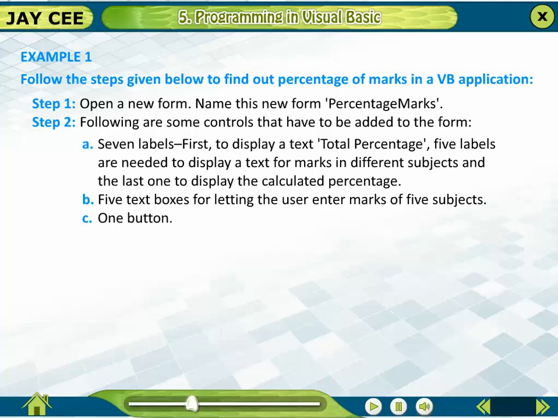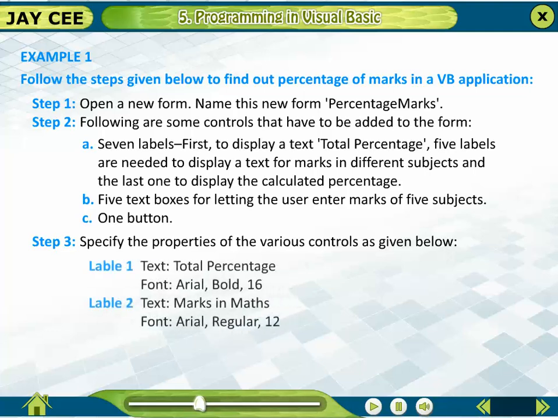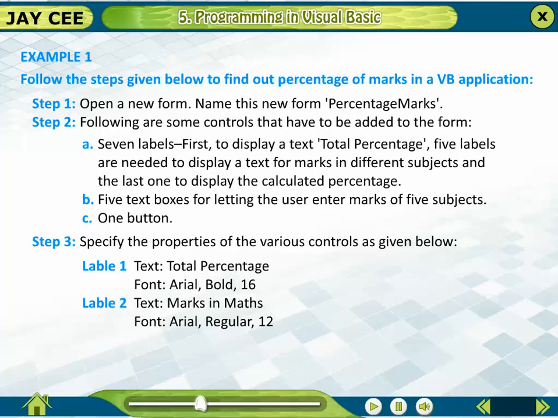5 text boxes for letting the user enter marks of 5 subjects. 1 button. Specify the properties of the various controls as given below. Label 1, text, total percentage, font, Arial, bold, 16.